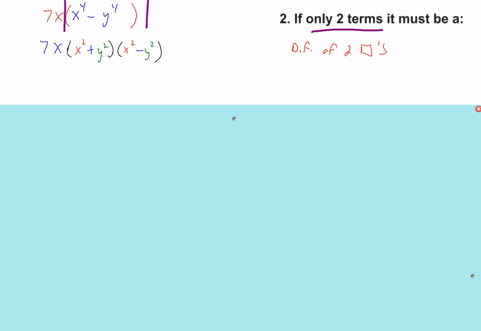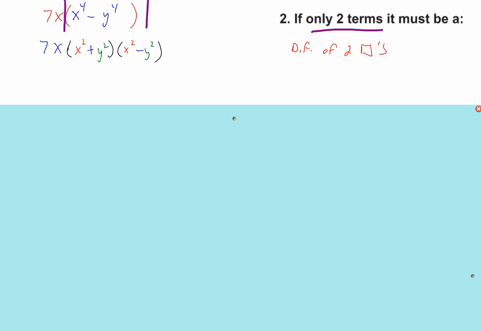Now we have two binomials. We went from one binomial to two binomials. And now we have to look at each binomial that's left. Is the front one a difference of two squares? What's wrong with the front one? It's got a plus instead of a minus. It's a sum of two squares.